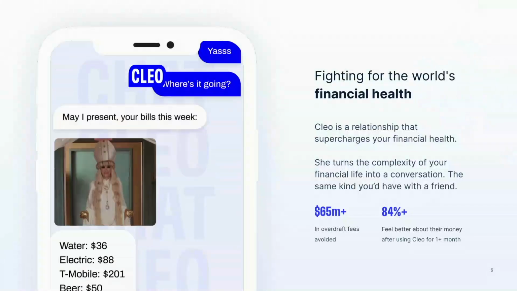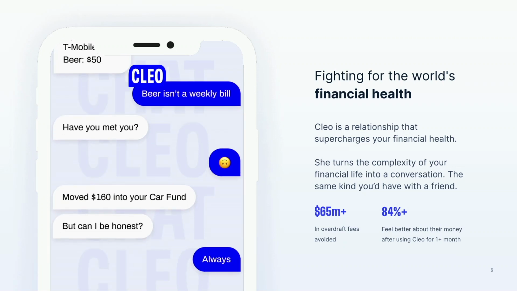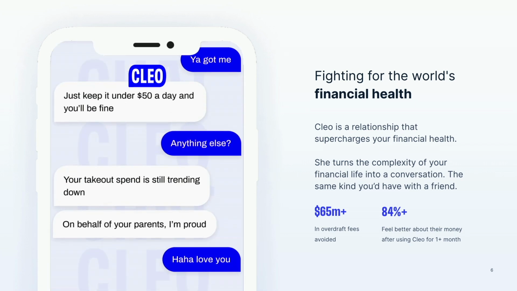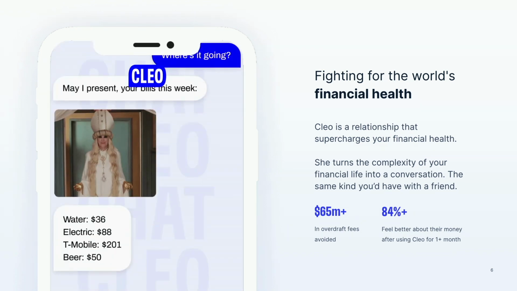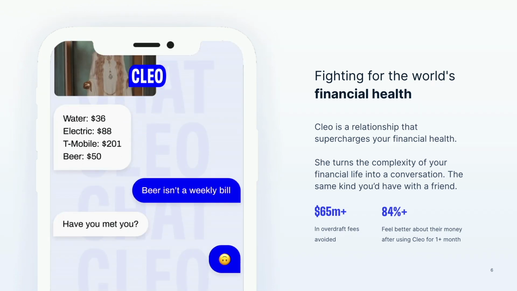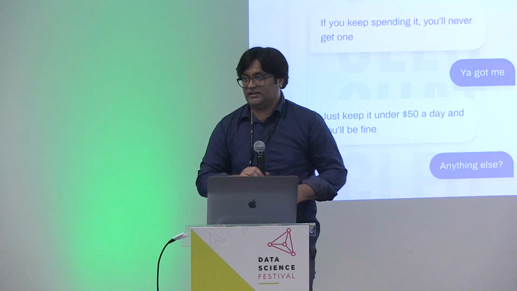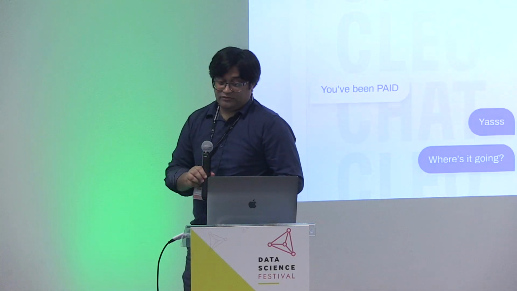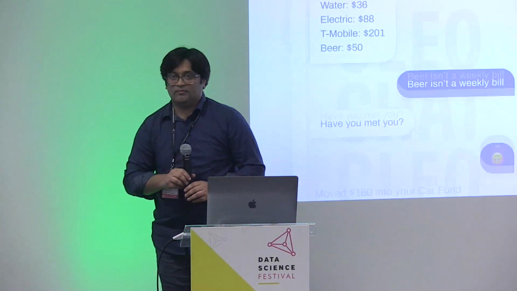So to start with, who is Cleo? Cleo is an app, we call it a relationship that supercharges your financial health. It turns the complexity of your financial life into a conversation, the same kind of conversation you could have with a friend. And interestingly, $65 million plus has been saved for US users in terms of overdraft fees. Also, 84% of the users feel better about their money after using Cleo for more than a month.